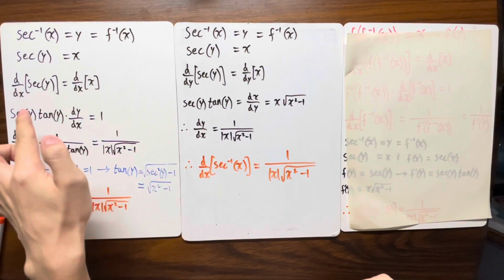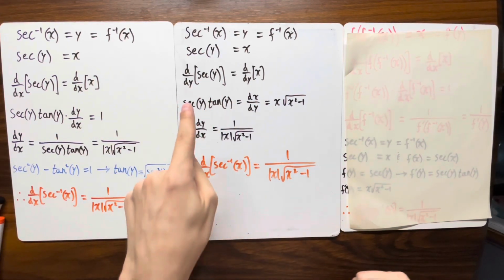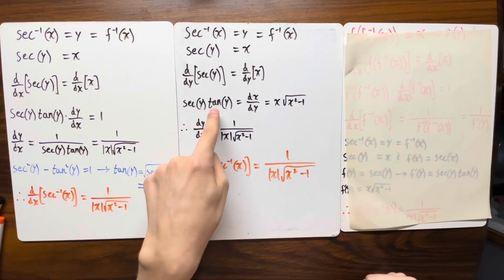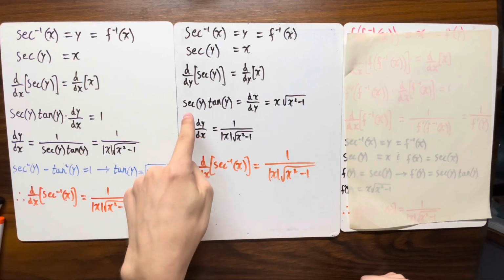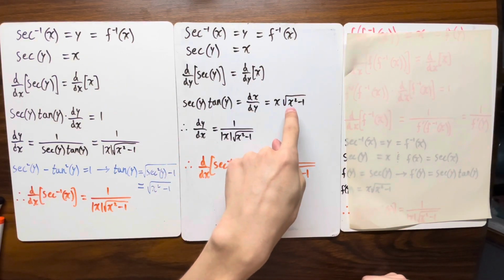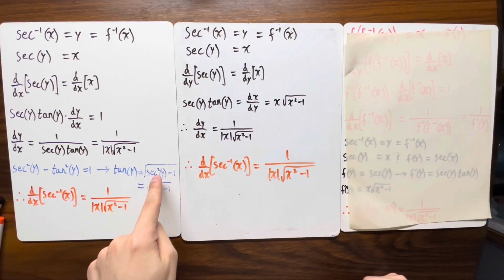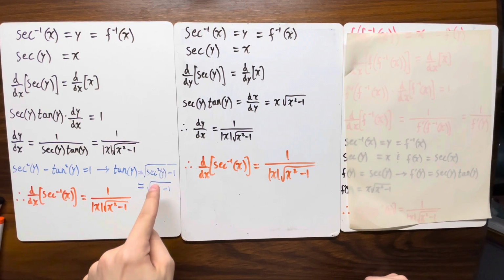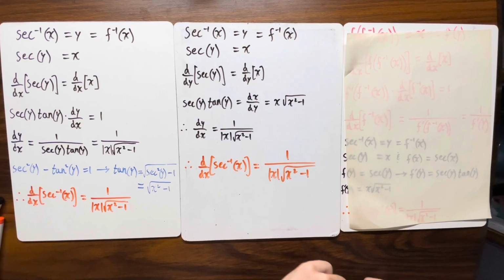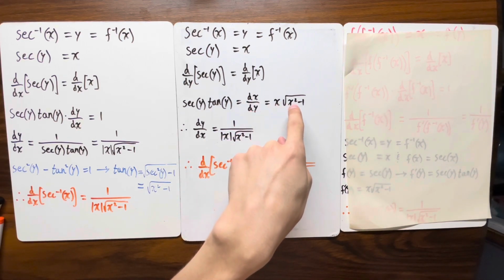Instead of differentiating with respect to x, we can differentiate with respect to y. That way we don't have to use the chain rule. So doing so, the derivative of secant of y with respect to y is again secant y tangent y. And again, what is secant y? Well, that's x. What is tangent y? That's the square root of x squared minus 1, because remember, tangent of y is the square root of secant squared y minus 1, and secant of y is x. So we get that dx/dy is equal to x times the square root of x squared minus 1.